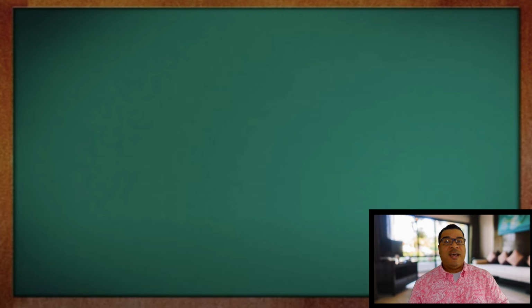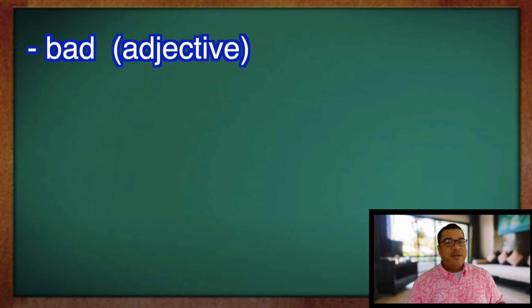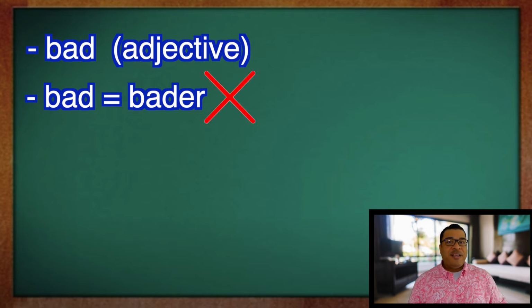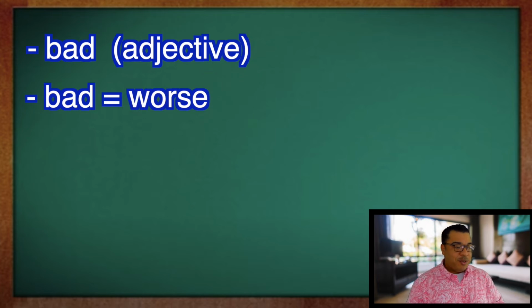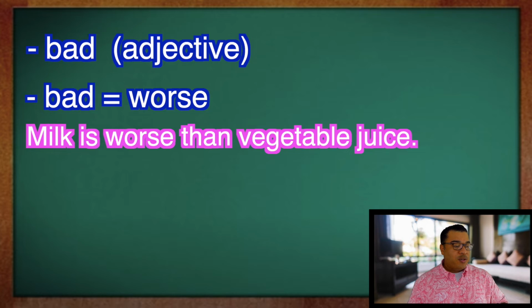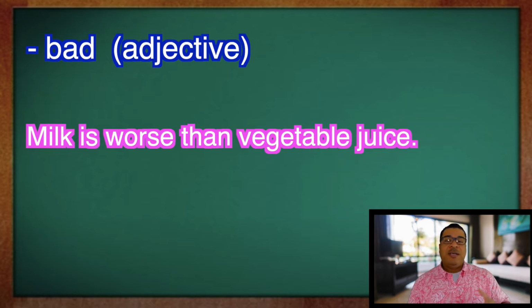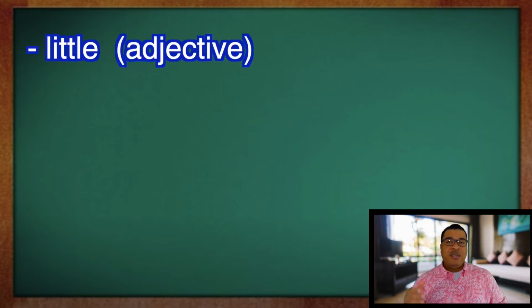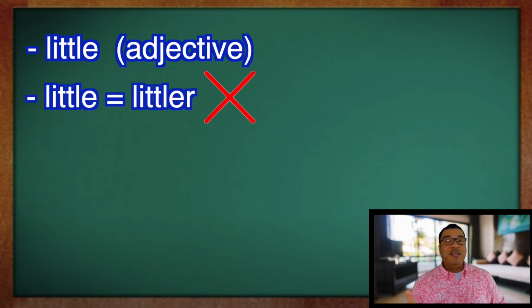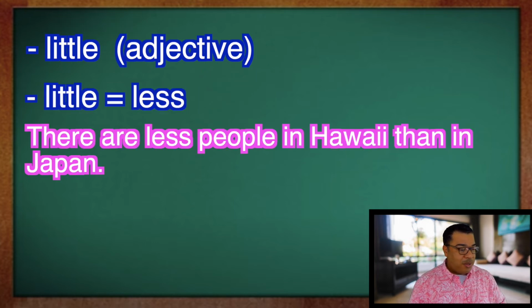Let's take a look at the adjective bad. Now, bad, when you use it as a comparative, does not become badder. It becomes worse. For example, milk is worse than vegetable juice. Again, there are a lot of exceptions to these rules. Another exception is little. Little does not become littler. Little becomes less. For example, there are less people in Hawaii than Japan.